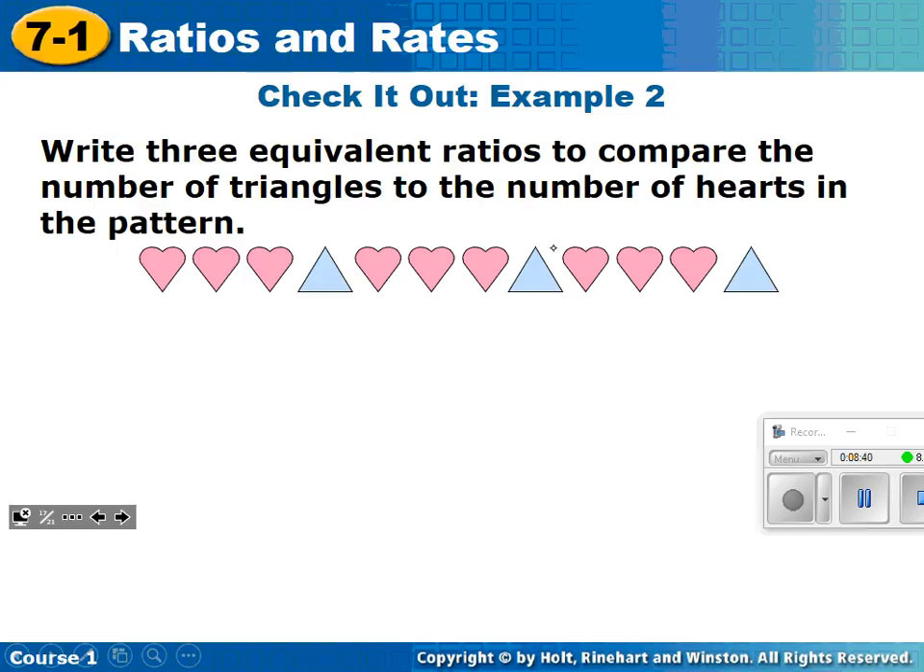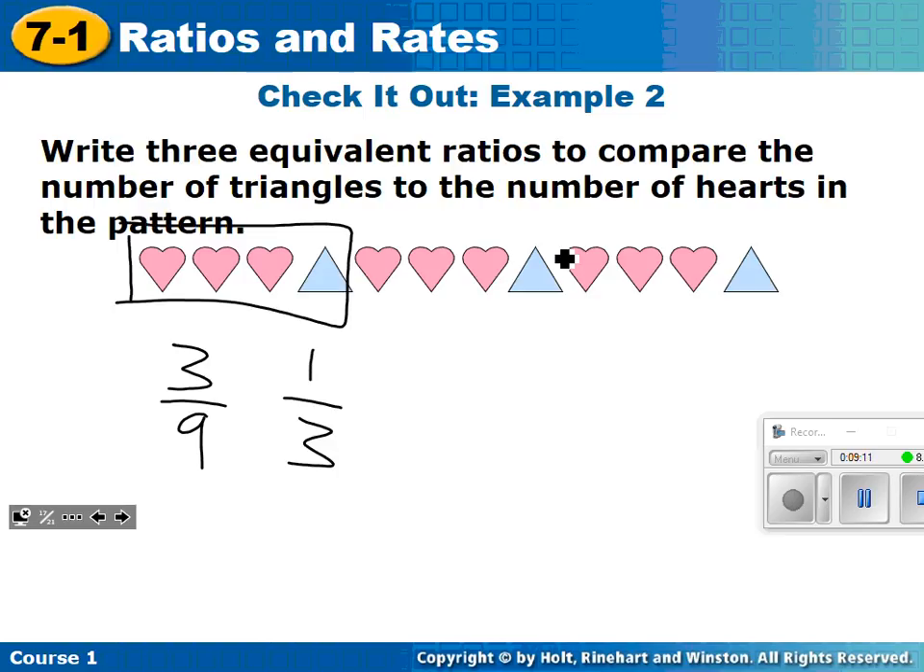Give me one ratio. It says the number of, make sure you follow the right order though. Triangles to hearts. So don't do hearts first. Triangles to hearts. Give me one. We got 3 to 9. Give me another equivalent ratio. Kennedy. We can have 1 to 3. Okay? So we got that. That would cover that right there. Okay, give me another one, Corbin. 2 to 6. Good. Okay, that would cover that one.